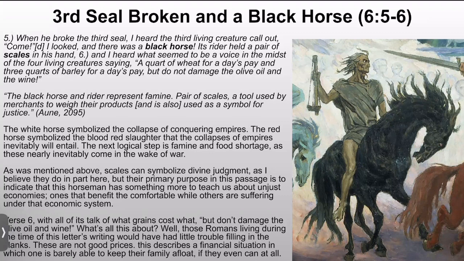The white horse symbolized the collapse of conquering empires, as I said. The red horse symbolized the blood red slaughter that the collapses of empires inevitably will entail. The next logical step is famine and food shortage, as these nearly inevitably come in the wake of war. As was mentioned above, scales can symbolize divine judgment, as I believe they do in part here, but their primary purpose in this passage is to indicate that this horseman has something more to teach us about unjust economies, ones that benefit the comfortable while others are suffering under that economic system.